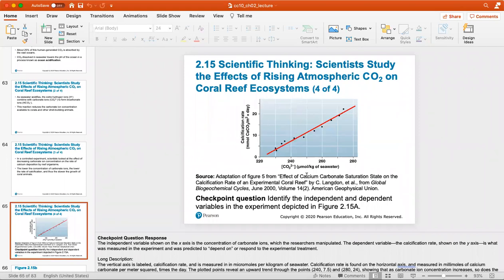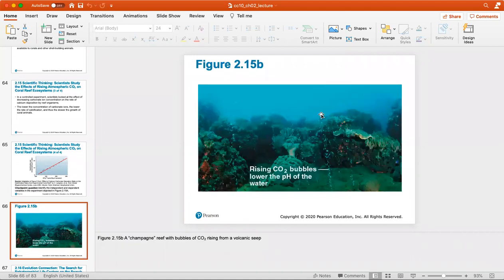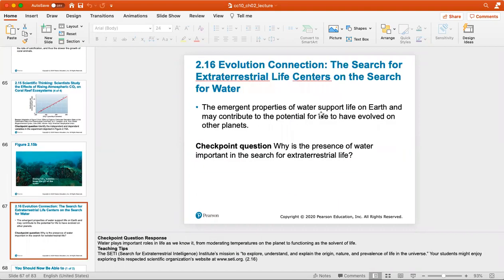So this just shows the carbonate concentration and the calcification rate, meaning the more carbonate ion concentration, the more calcification, so corals will not grow as quickly. So these rising carbon dioxide bubbles will lower the pH of the water, just making it more acidic. The emergent properties of water support life on Earth and may contribute to the potential for life to have evolved on other planets, is a theory.